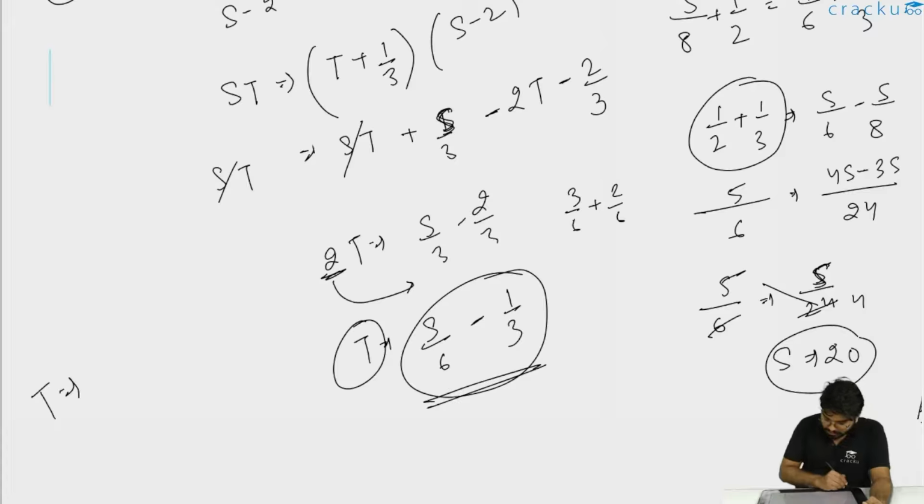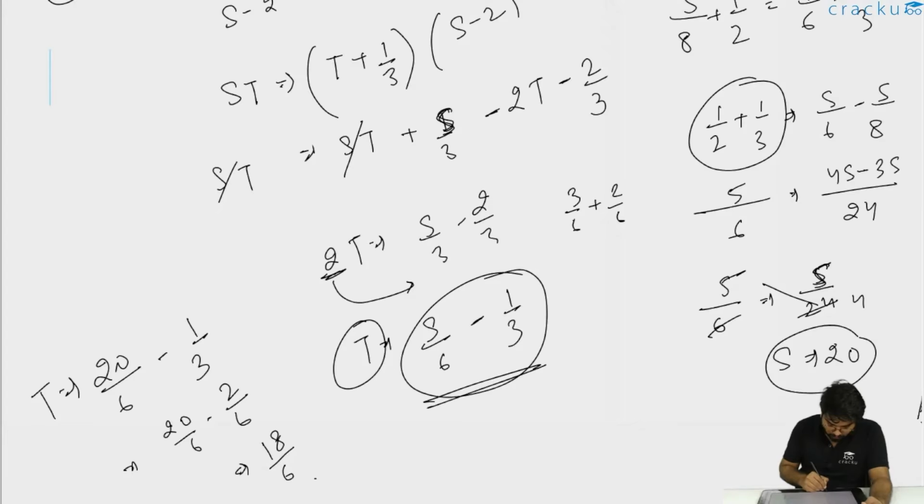T is what? S divided by 6, that is 20 divided by 6 minus 1 by 3. Or we can say 20 divided by 6 minus 2 by 6, that is equal to 18 divided by 6, or t is equal to 3. We have got the time, we have got the speed.